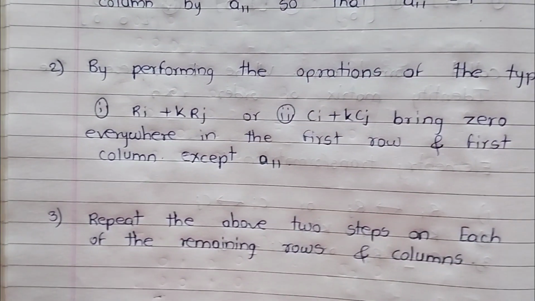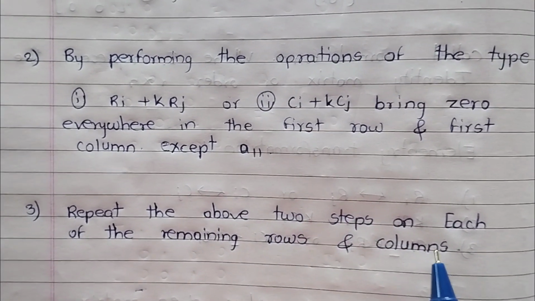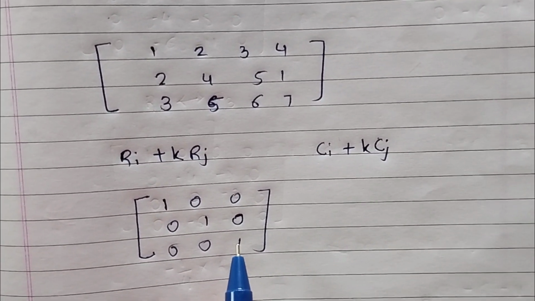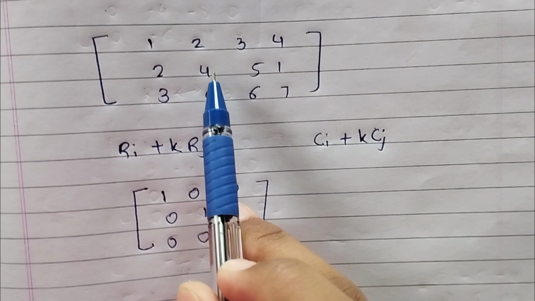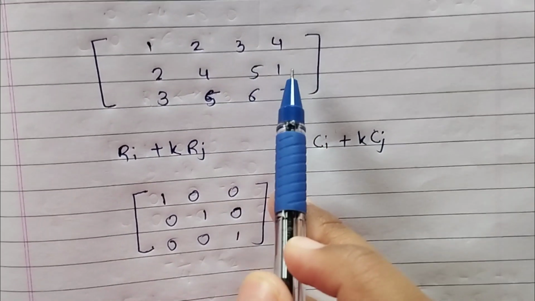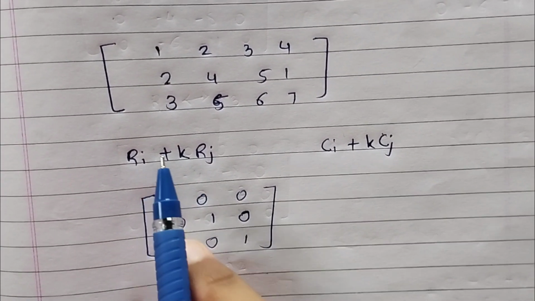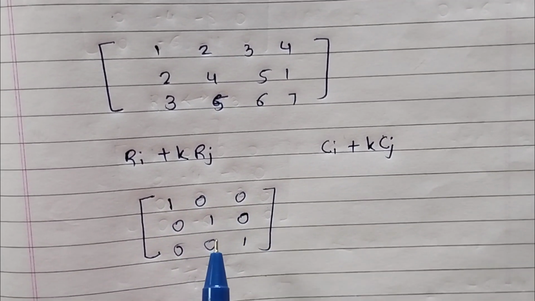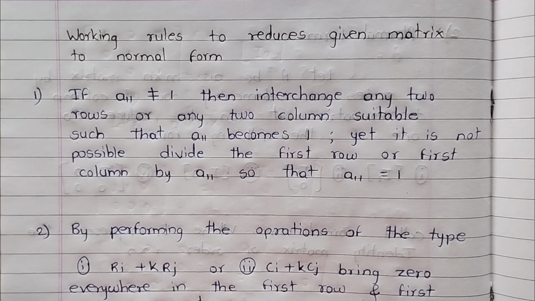So the third rule is to repeat the above two steps on each of the remaining rows and columns, which means converting the given matrix into an identity matrix. For that, again we target the second diagonal element. For converting the diagonal element into 1 and all the remaining elements into 0 by performing these operations, at the end we want the identity matrix. All these rules we apply at the time of problem solving.